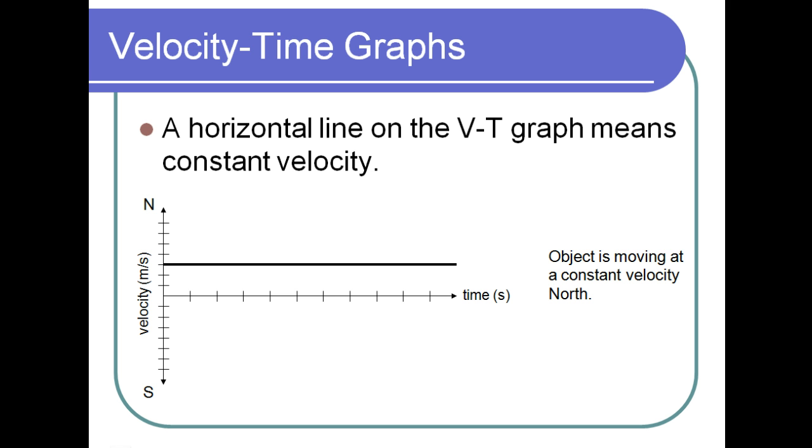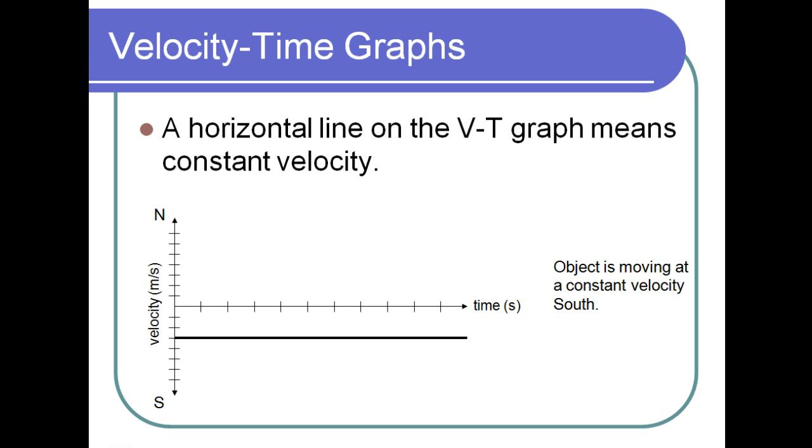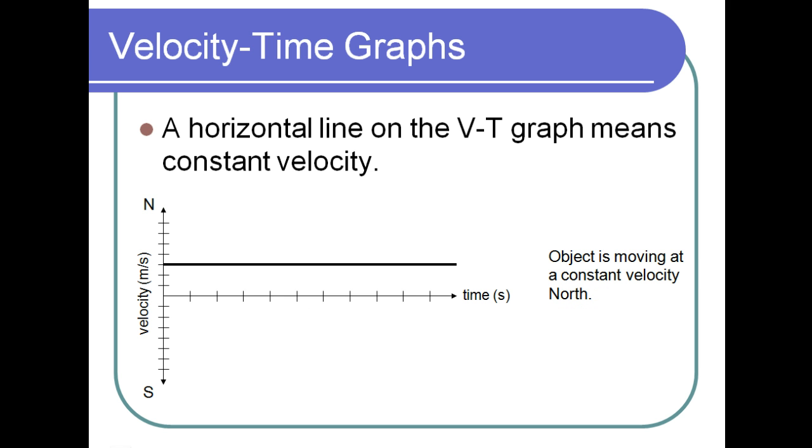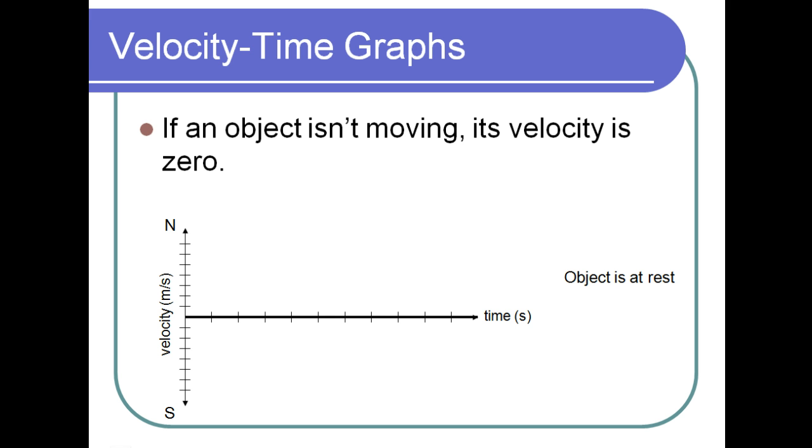So here's a horizontal line on the velocity versus time graph, and it tells us that we have constant velocity. So if we have constant velocity, then that tells us that we have zero acceleration. So this object is moving at a constant velocity north, because velocity has to have a direction. This object, because of its position, is moving at a constant velocity south. If you look on the y-axis of velocity, it shows the north and south on either end. So that's how we know which direction it's traveling, north and then south. So if an object isn't moving at all, its velocity is zero, and so then it would be a straight line right on the x-axis because the object is at rest. That means no velocity, no acceleration.